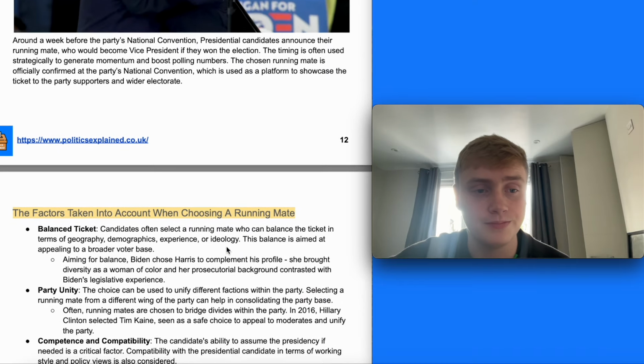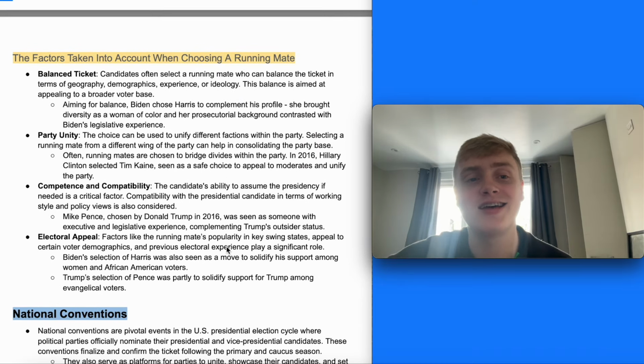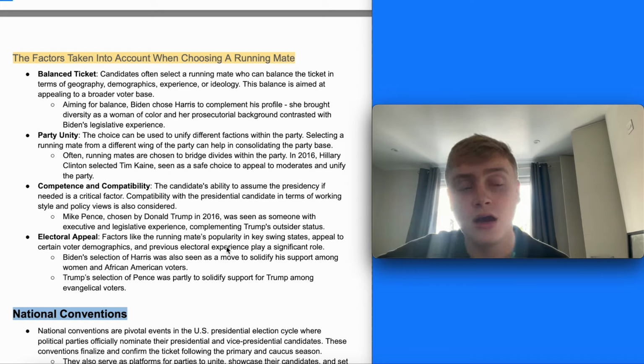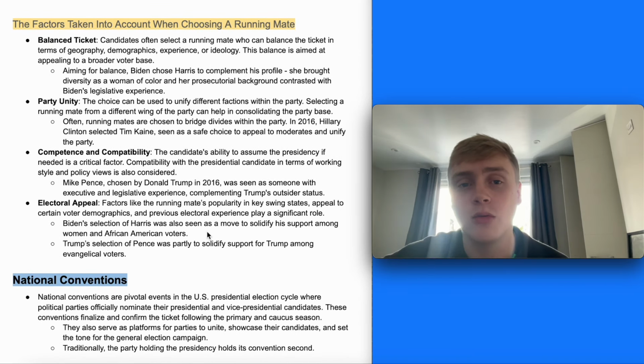There are a range of factors taken into account when choosing a running mate. A balanced ticket is really important, so candidates often select a running mate who can balance the ticket in terms of geography, demographics, experience, or ideology, and this is aimed to reach out to a broader voter base. So, aiming for balance, Biden chose Harris to complement his profile. She brought diversity as a woman of colour, and her prosecutorial background contrasted with his legislative experience.